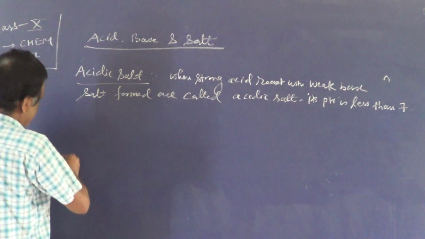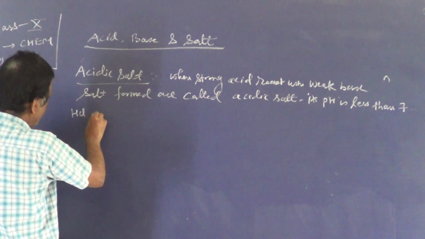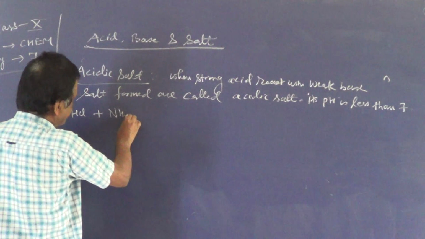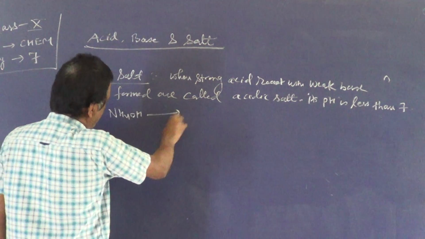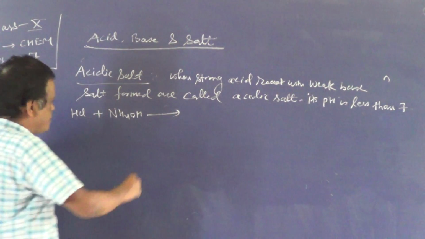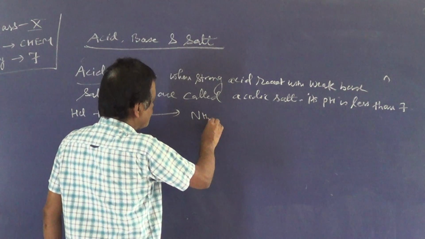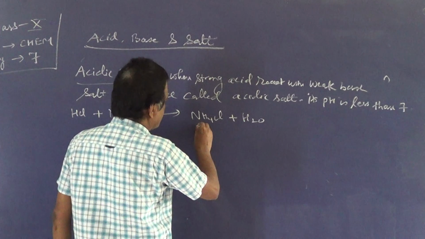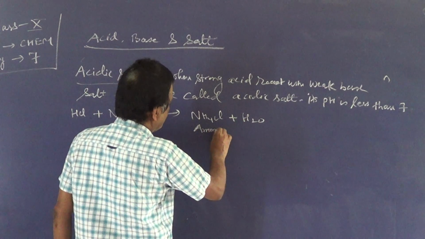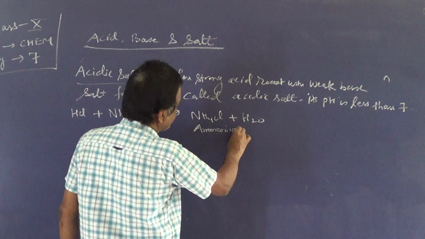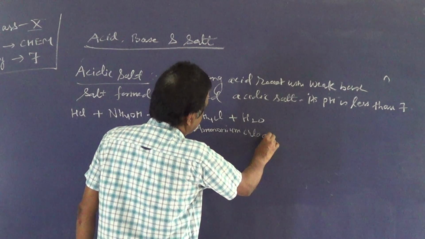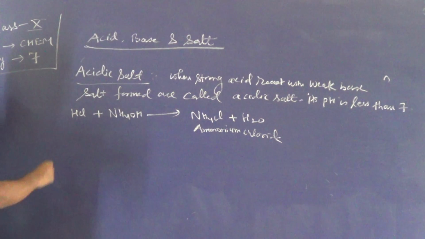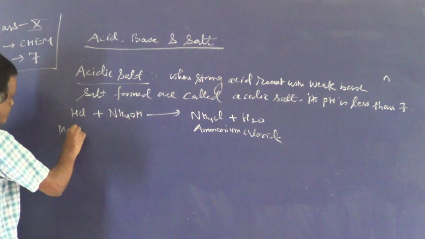A strong acid, HCl, and a weak base, ammonium hydroxide. Okay, what salt is formed? NH4Cl plus water. Ammonium chloride is an acidic salt.